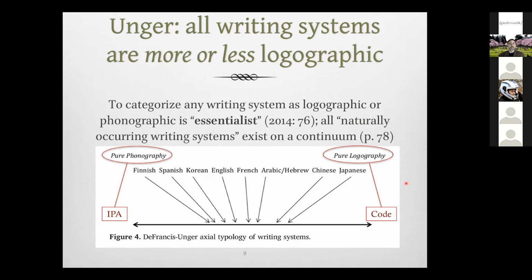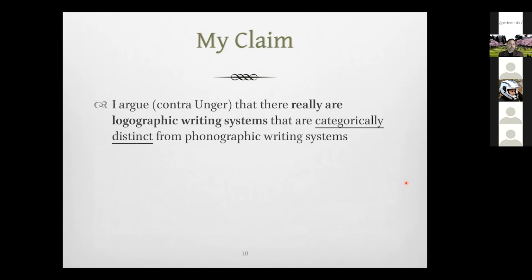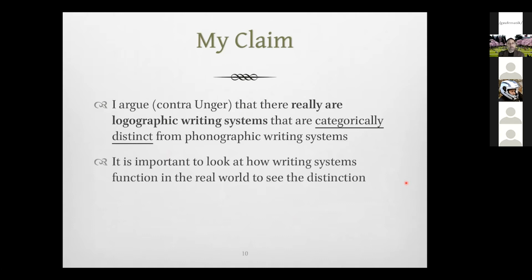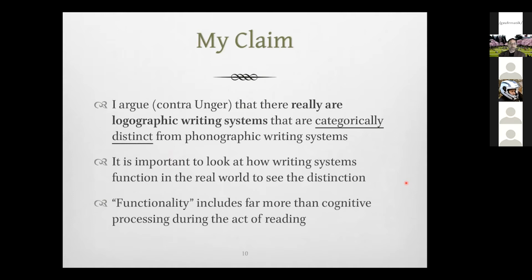And Unger says it's really a mistake to classify writing systems as one type or the other, because that obscures the way writing systems really work. Well, my claim is that there really are logographic writing systems, and there really is a categorical distinction, and that we need to look at how writing systems function in the real world. In other words, that functionality includes more than cognitive processing during the act of reading, and more than just counting up how many graphs represent morphemes or how many graphs contain a phonetic indicator within them.